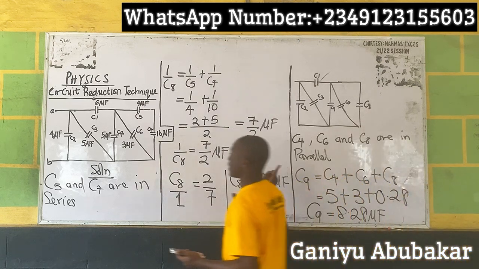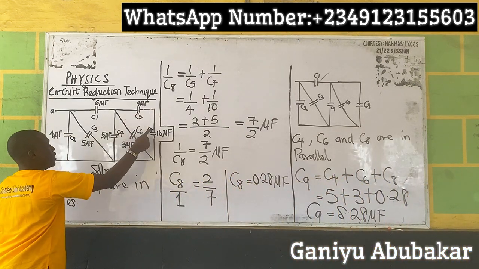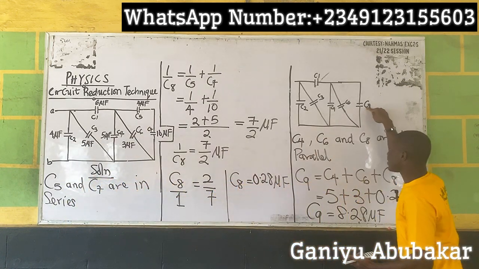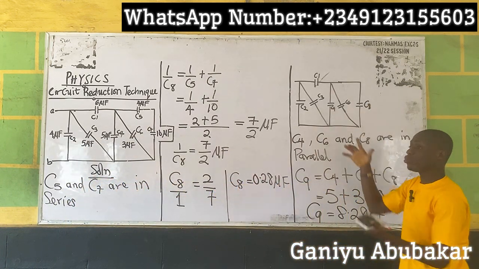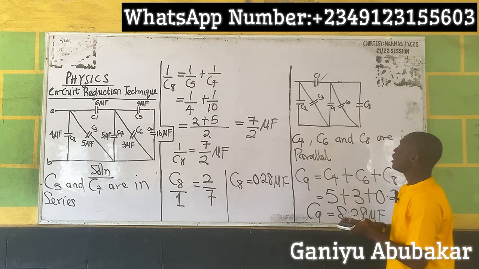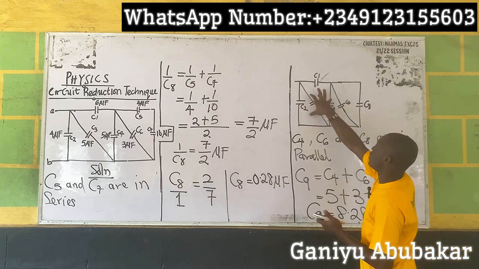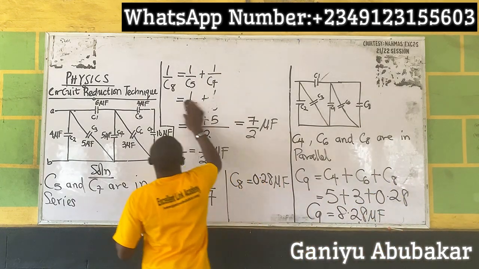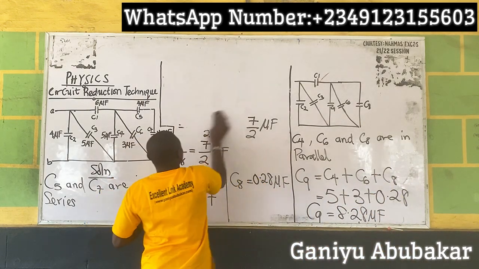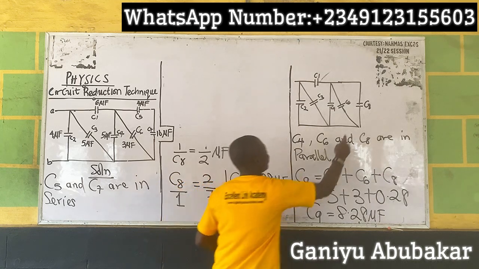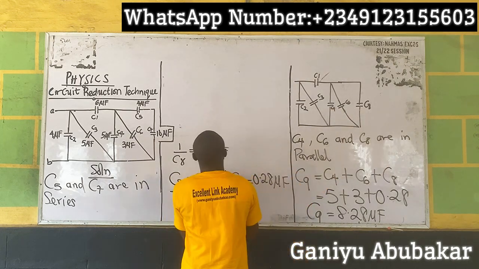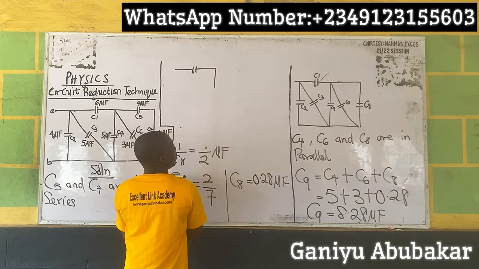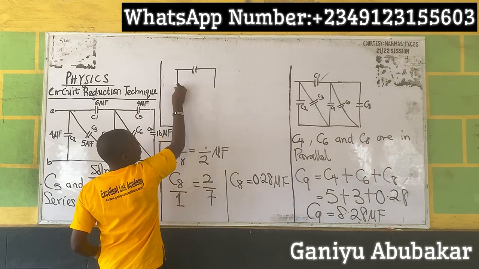So let's recap. I combined these to give me C8. Now I have combined C8, C6, and C4 to give me C9. So I'll be left with just this diagram here, this box alone. If I'm to draw the diagram here, it means I've combined 1, 2, 3, so I'll be having this left.